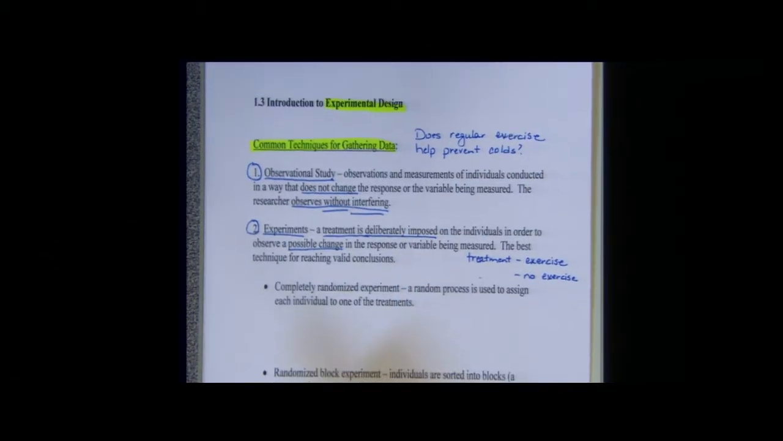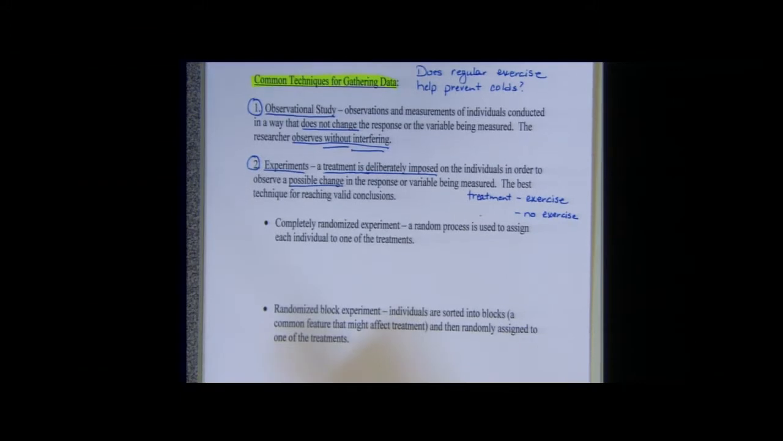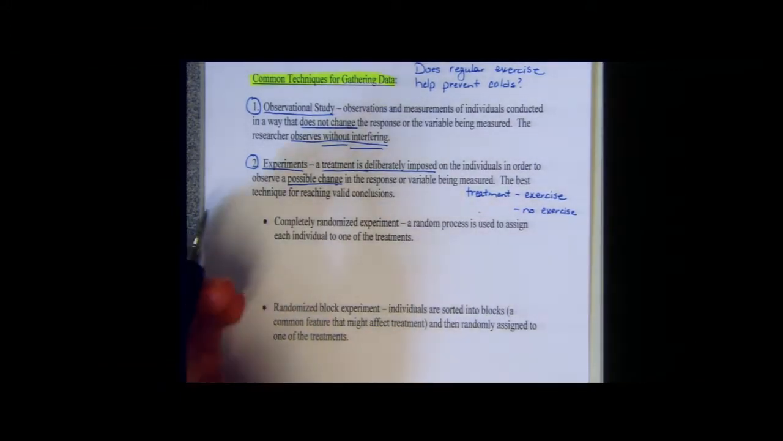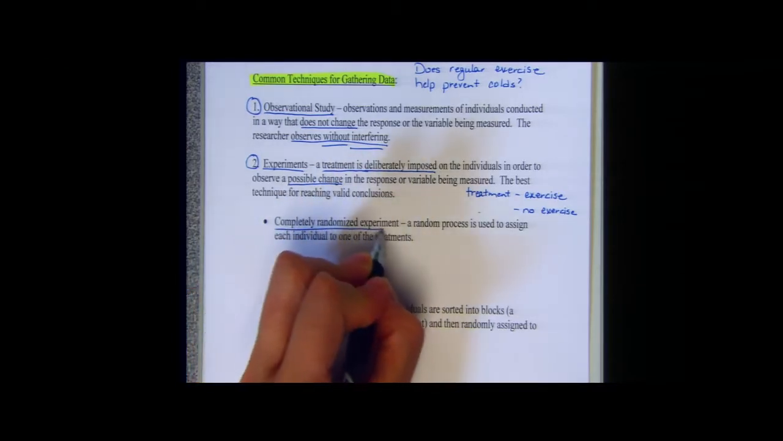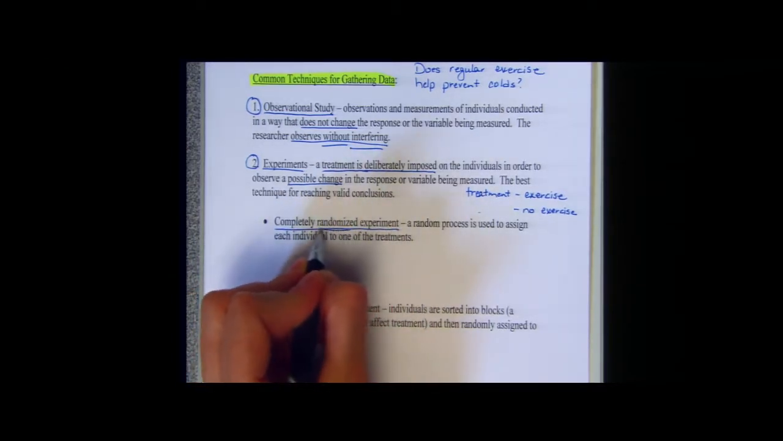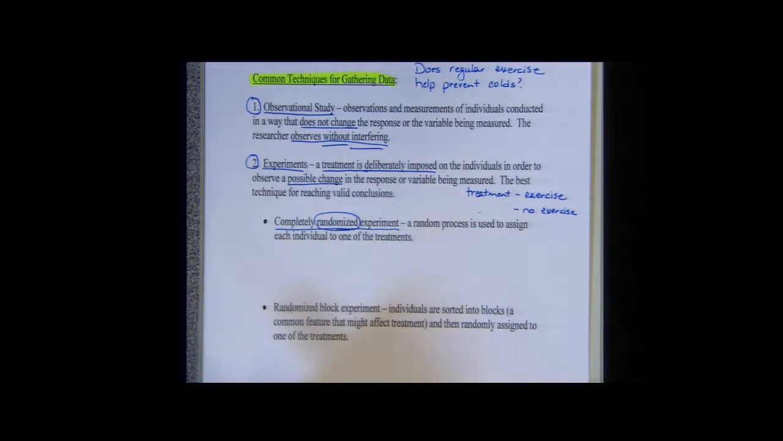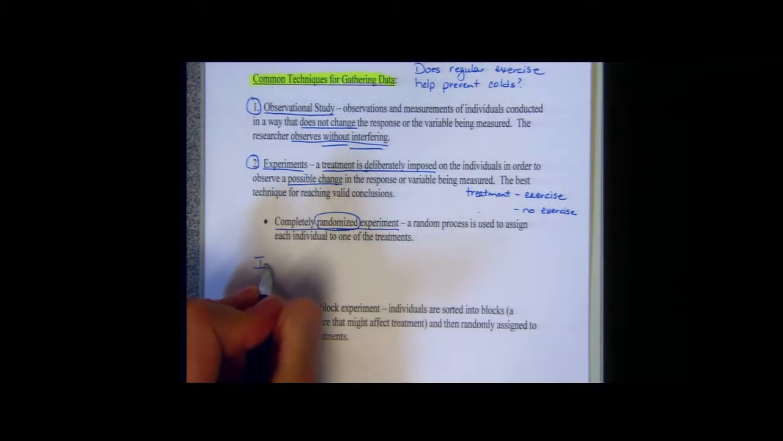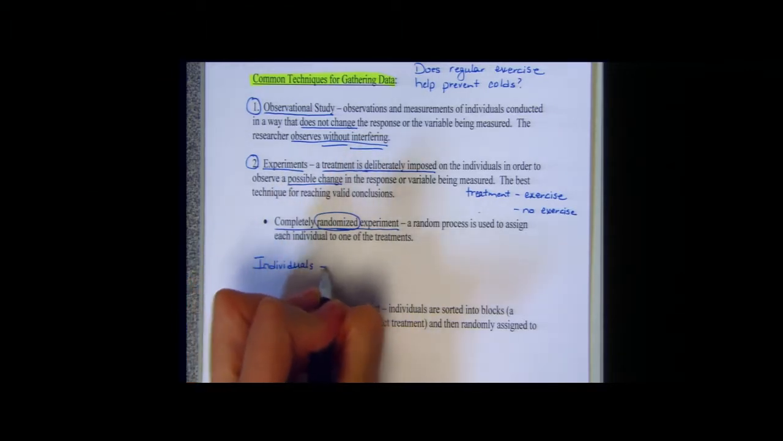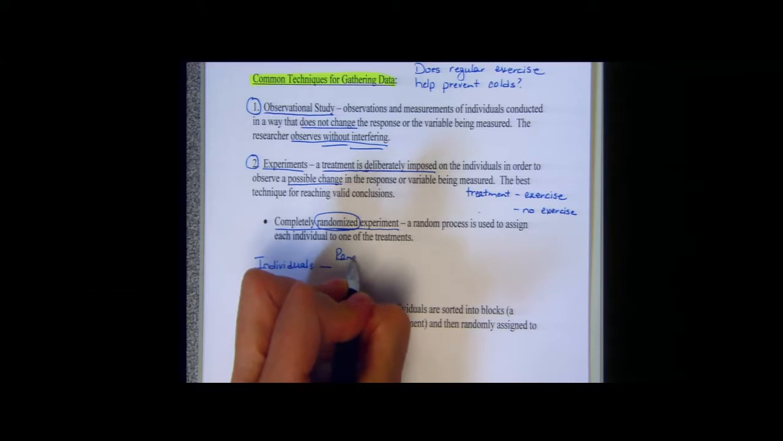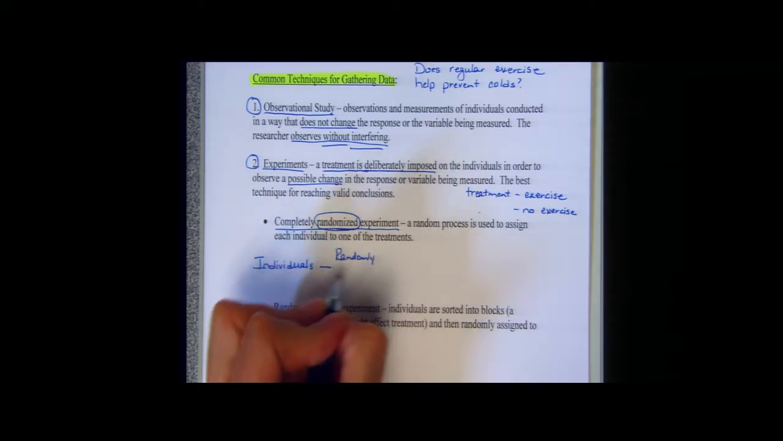Now there's different types of experiments. We have what is called a completely randomized experiment. And of course, randomized is what's key here. A random process is used to assign each individual to one of the treatments. All right, so if you have your individuals, they would be randomly assigned.